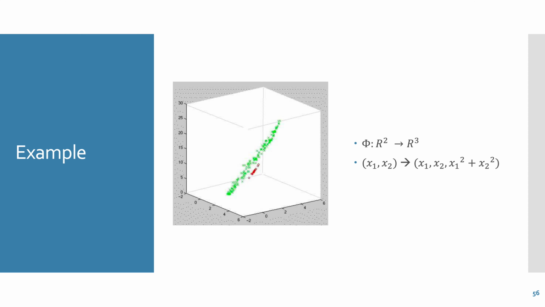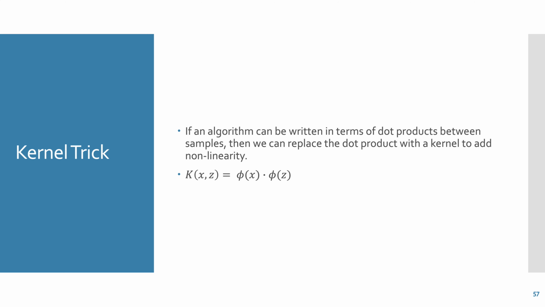Just a quick reminder of the kernel trick. If an algorithm can be written in terms of dot products between samples, then we can replace the dot product with a kernel to add nonlinearity without having to do computations in the expanded space. Many times, the nonlinearity expands the space too much and it becomes prohibitive. So using kernels allows us to take advantage of this nonlinearity without increased computation time. A kernel is any function that can be written in terms of dot products between samples.